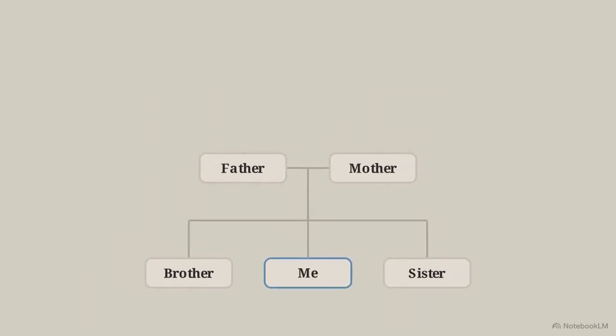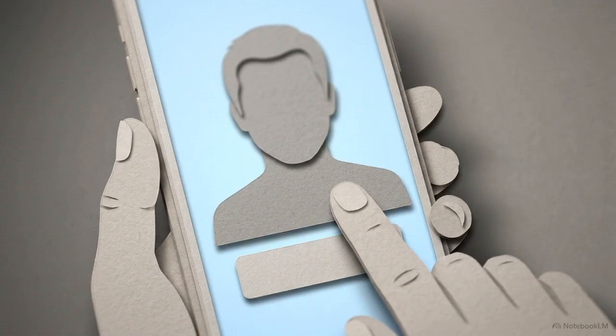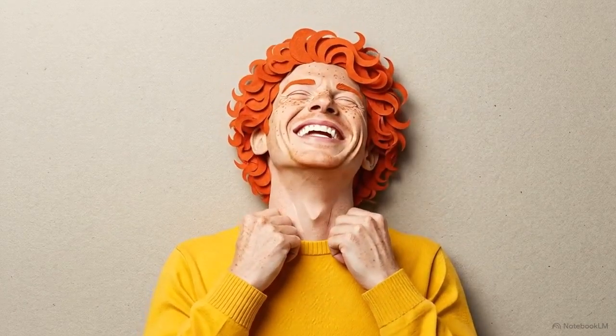The tree branches out again to reach the extended family, your grandma and grandpa, and your parents' siblings, your aunt and your uncle. Pointing at a face and saying, "This is my brother," gives your friend a name, but it doesn't give them a mental image. To truly introduce someone, you have to bring them to life.